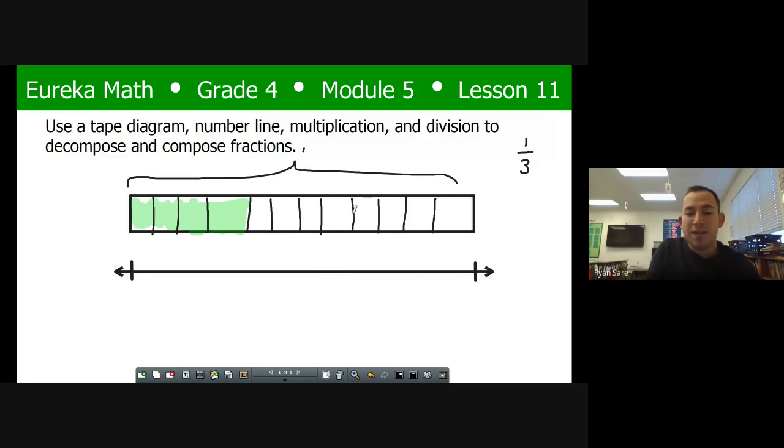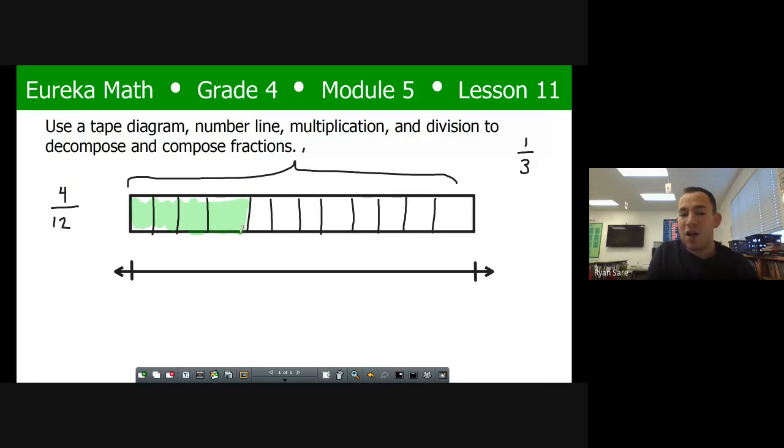How many pieces are shaded in now, and how many pieces does it take to make a whole? Our numerator is going to be 4 because there's 1, 2, 3, 4 pieces shaded in. And our denominator represents how many it takes to make one whole. So we're at 4, 5, 6, 7, 8, 9, 10, 11, 12 pieces to make a whole. So we can see that 1/3 is the same as 4/12. All I did was break apart my thirds into smaller pieces.